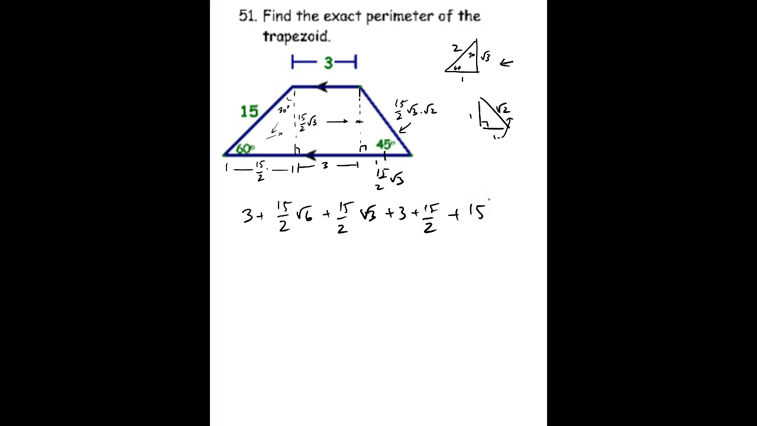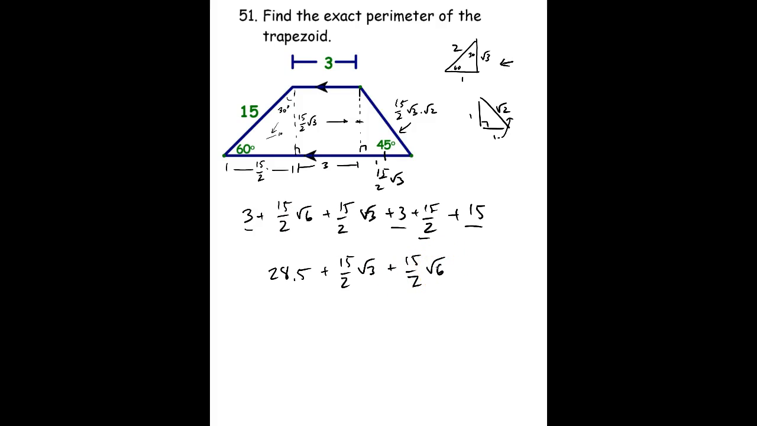And so now the question is, can we add all these pieces together? We can add the 3, this 3, this 15 halves, and this 15. So 15 plus 3 is 18, plus another 3 is 21, plus 15 halves. So those add up to 28.5. The 15 halves root 3 doesn't combine with anything else because root 6 and root 3 can't be combined. So we'll keep that as 15 halves root 3, and then 15 halves root 6.